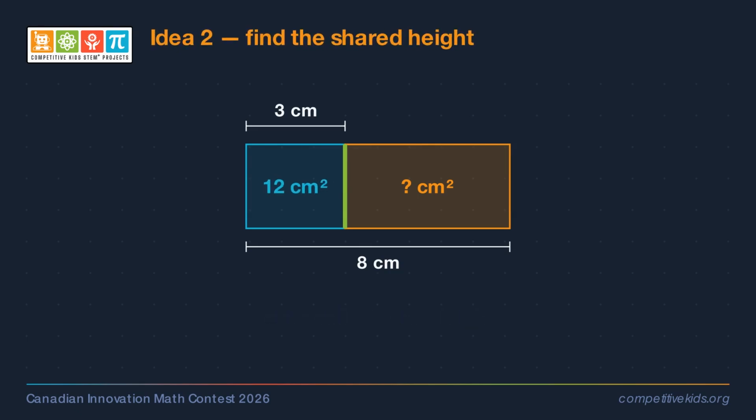The left rectangle has area 12. Its width is 3, so its height is 12 divided by 3. That equals 4 centimeters. And because the wall is shared, the right rectangle has height 4 too.